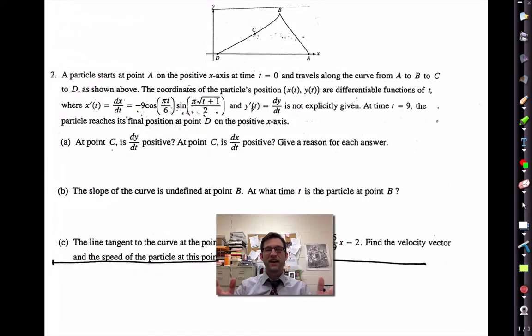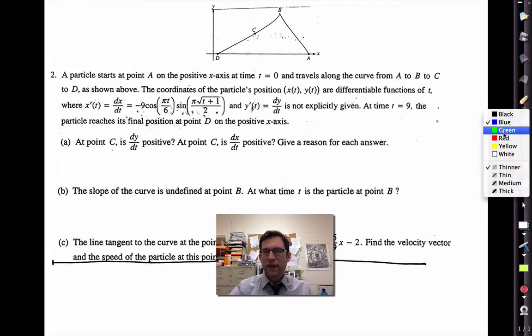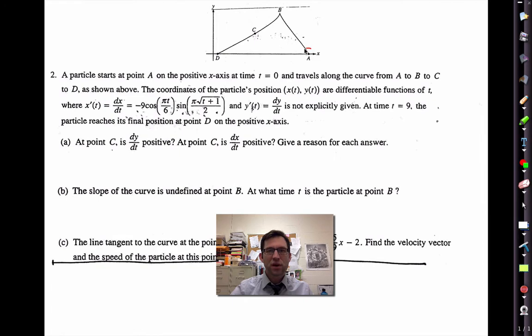Next problem. This one's cool. I hope I didn't crowd too much into the sheet. We're going to see what we can do with the limited space. Take a look. A particle starts at point A. Let's really read this together. And the page is cleared. A particle starts at point A on the positive x-axis at t equals 0. Travels along the curve from A to B. So I'm going to actually put some direction arrows on here from B to C and from C to D.